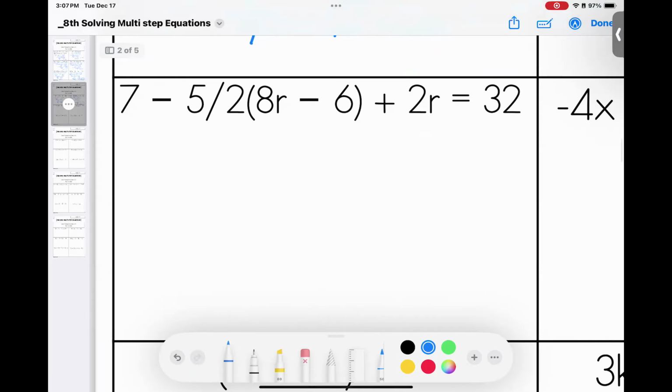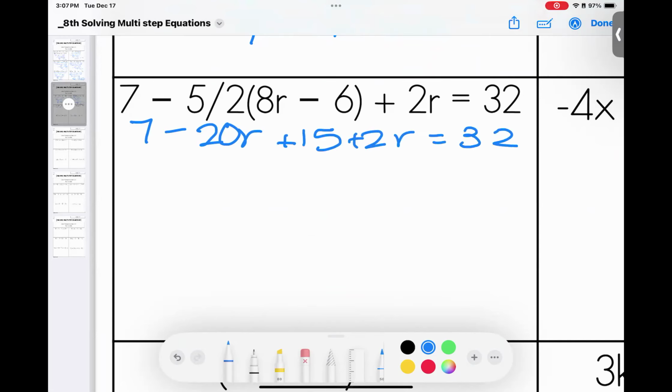Down here, 5 over 2, or 5 halves, is 2.5. So when you're doing that multiplication, you're multiplying by 2.5. Okay, so we have 7 minus 20r plus 15 plus 2r equals 32. If you didn't get this through and the 5 halves gave you trouble, make sure you're changing it to a decimal.